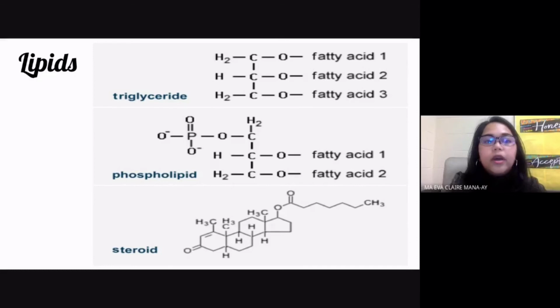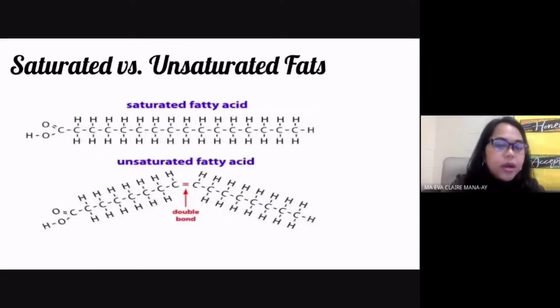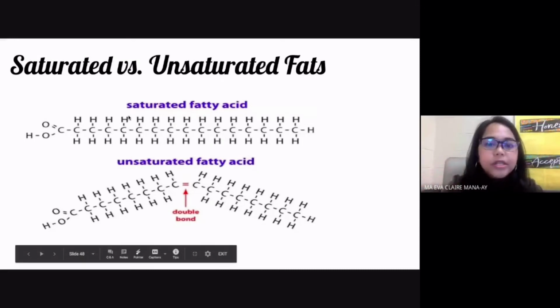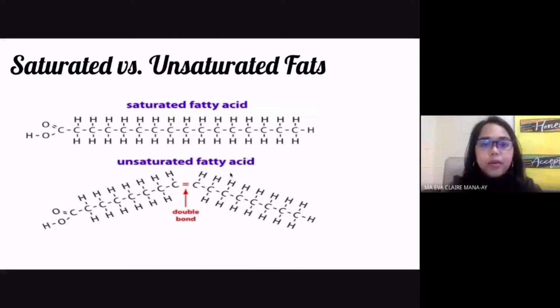We go to your saturated versus unsaturated fats. We said these are both examples of your triglycerides. Now, what is the difference between your saturated fats and your unsaturated fats? Your EOC test might also ask you this. The only difference is that in your unsaturated fats, in your unsaturated fatty acid, there is one double bond. So there's one double bond there.